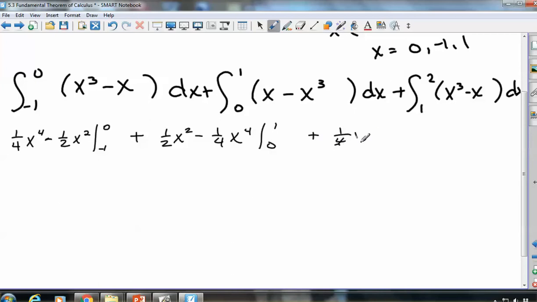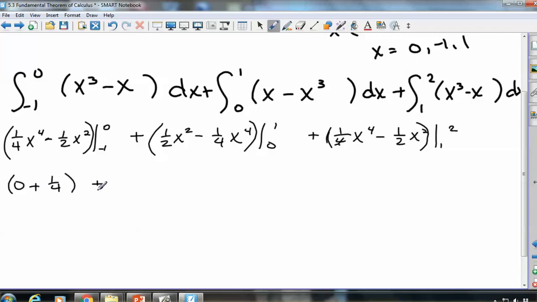And then 0 minus if you put in a -1. We get a -1/4. Put in a 1.